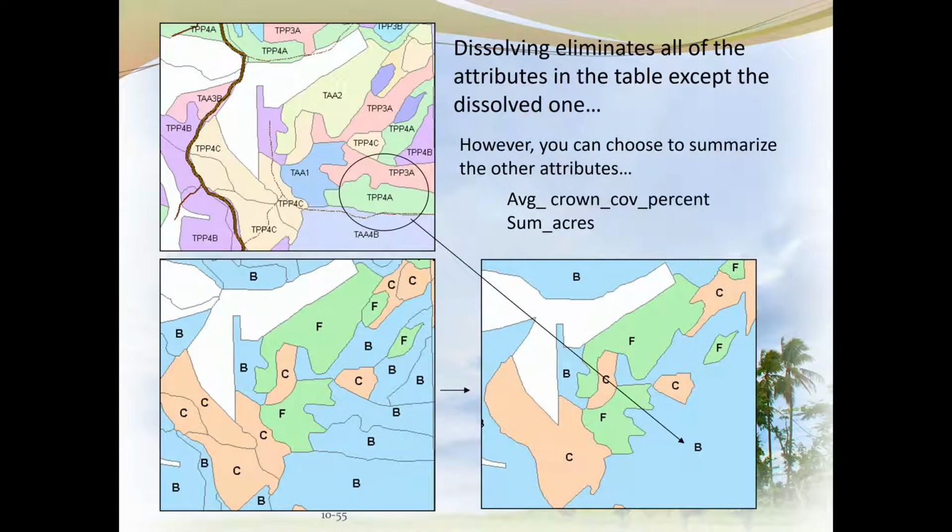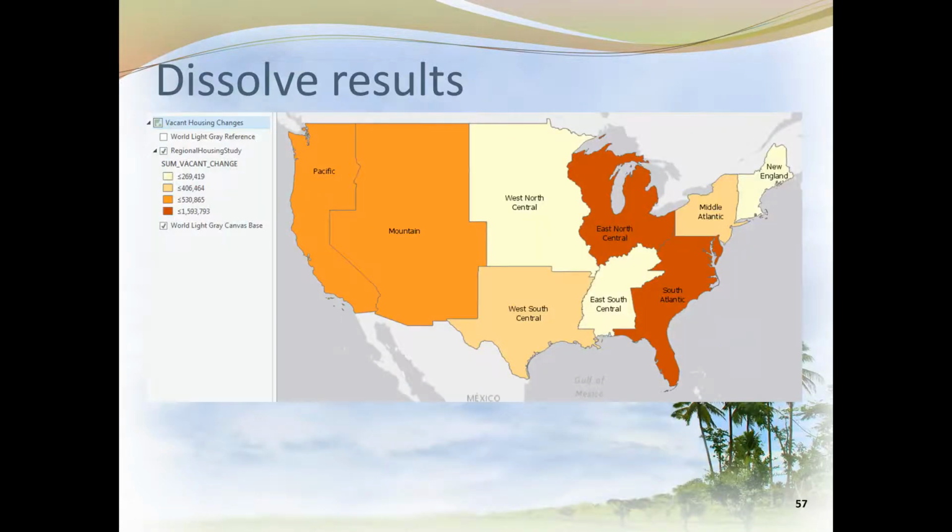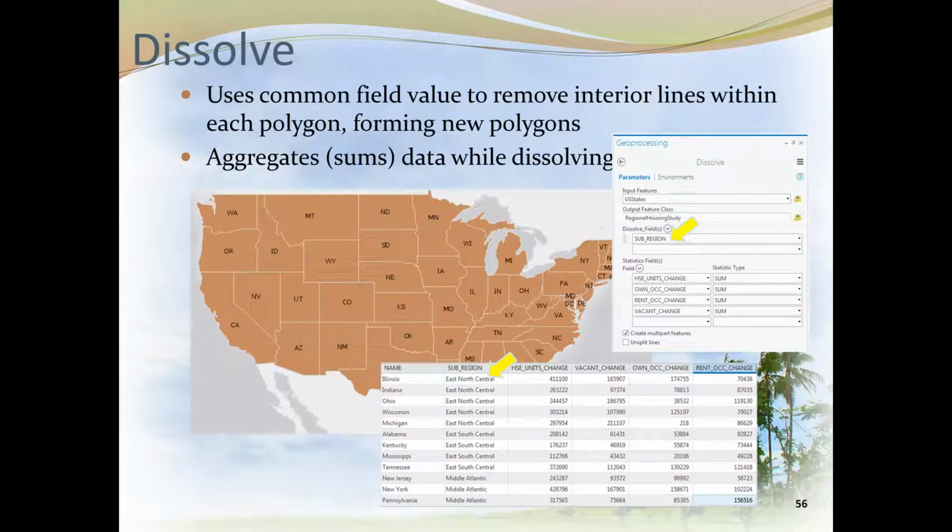When features are dissolved, the output layer is a new file containing the single attribute on which the dissolve was based. However, the user can specify additional fields to summarize the information from the original features. For example, in the dissolve here, one might request the average canopy percentage of each output polygon, based on averaging the canopy percentages of the polygons before the dissolve. So we use the common field value to remove interior lines.